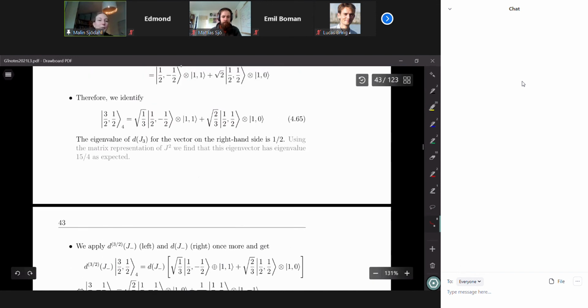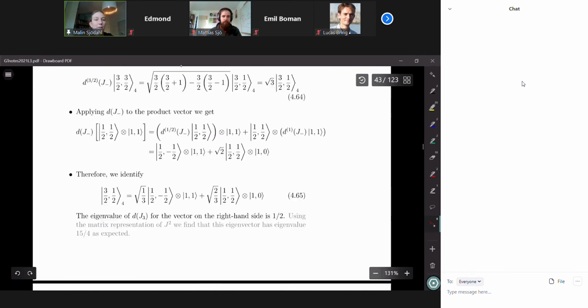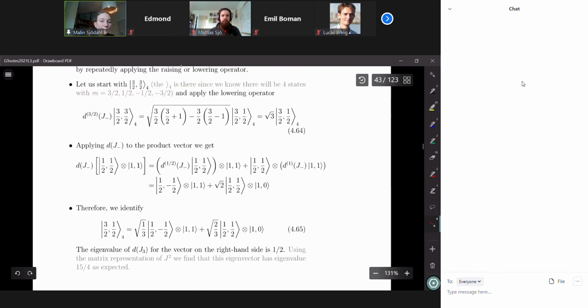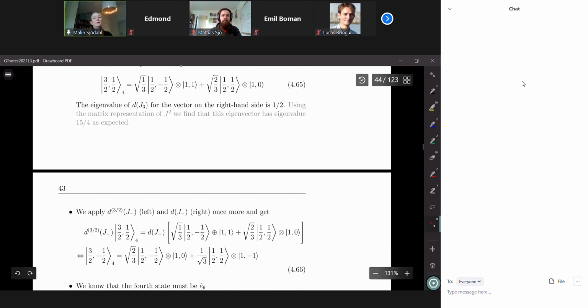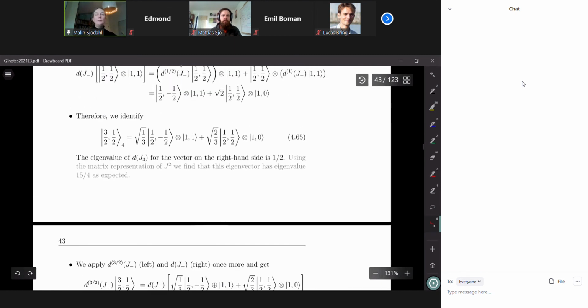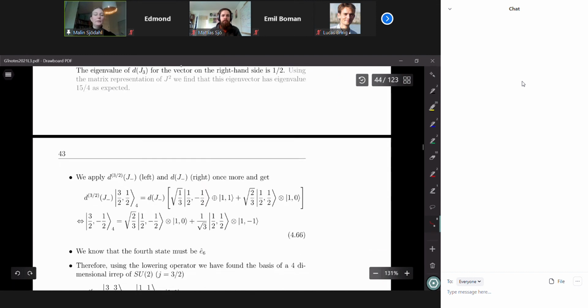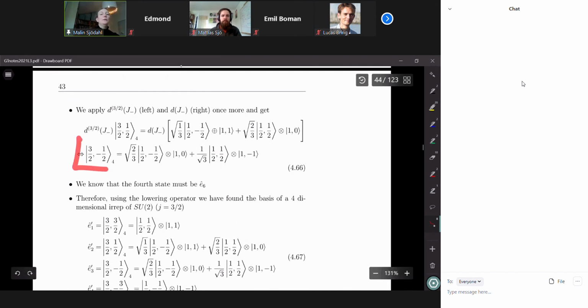So in this way, we had the 3/2, 3/2 state, we have found the 3/2, 1/2 state. Then we can repeat this exercise to find the 3/2, -1/2 state. So by similar steps as up here, we find here the state 3/2, -1/2. So that involves acting both on the product representation and on the 3/2 representation to get to the normalization. And in this way, we can conclude that we have this result here.